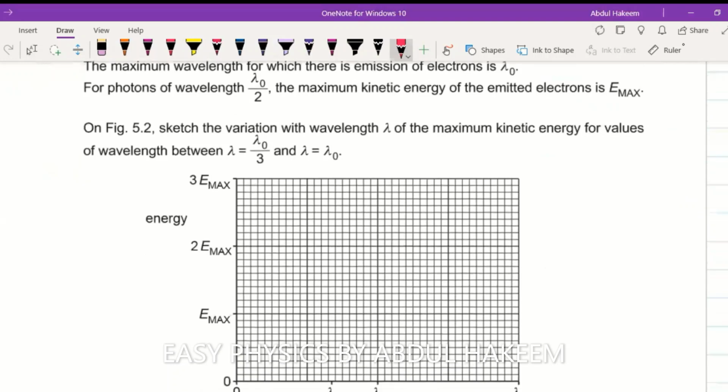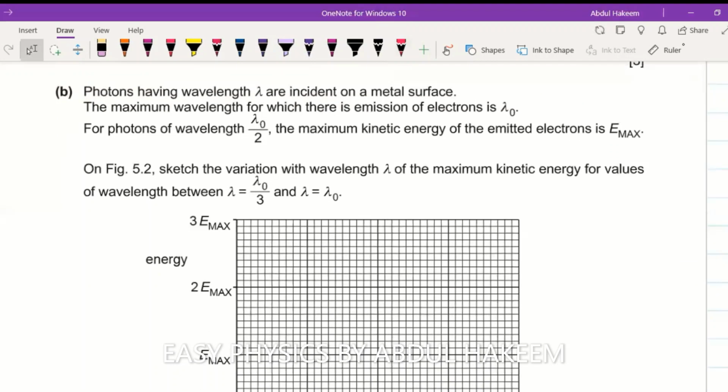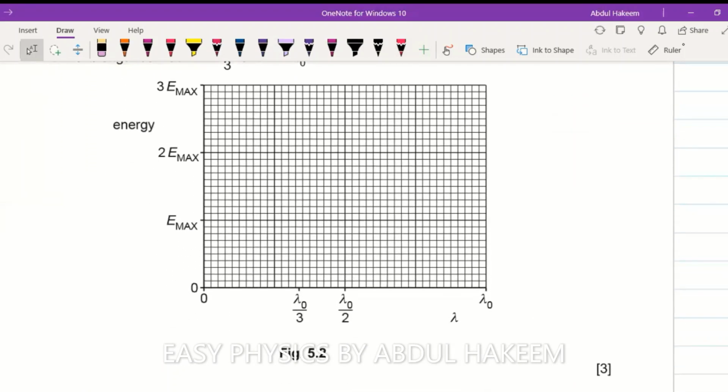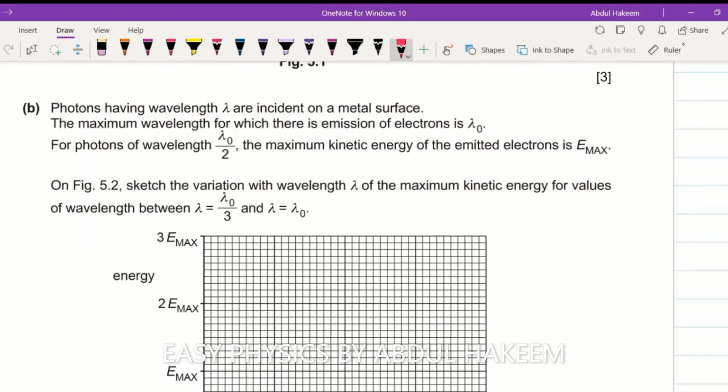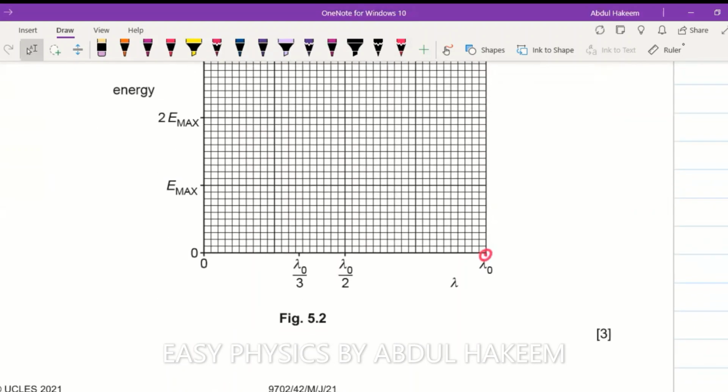Next, photons having wavelength lambda are incident on the metal surface. The maximum wavelength for which there is emission of an electron is lambda naught. This is the threshold wavelength, so at lambda naught the kinetic energy is 0. For a photon of wavelength lambda by 2, the maximum kinetic energy emitted is Emax. So at lambda by 2, the kinetic energy is Emax.